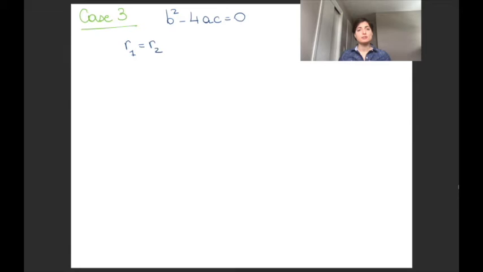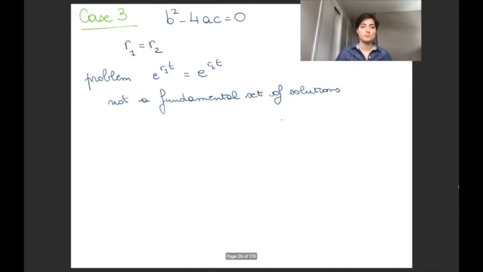So now we get to the third option. What happens when the discriminant of our ODE is equal to 0? So we have b squared minus 4ac equal to 0. That means that we have r1 equals r2. We only have one root.